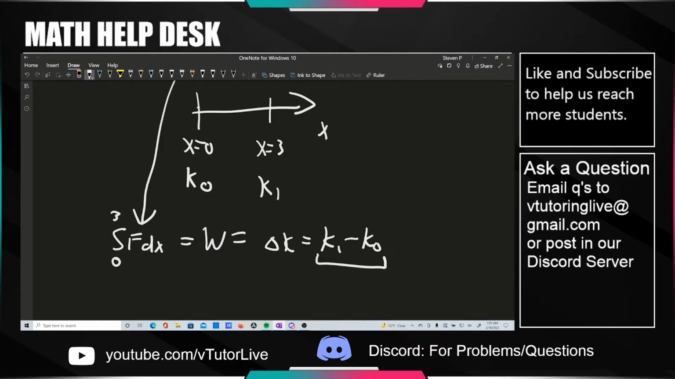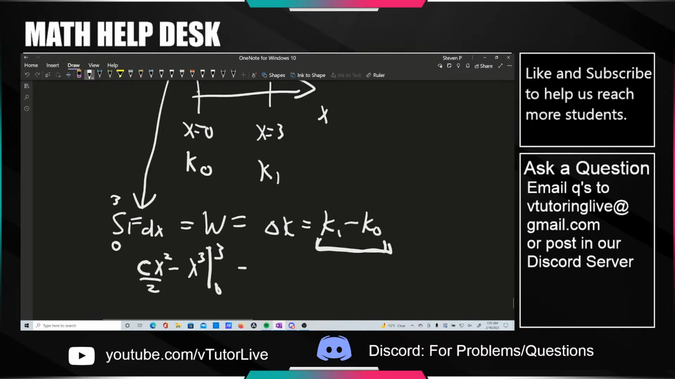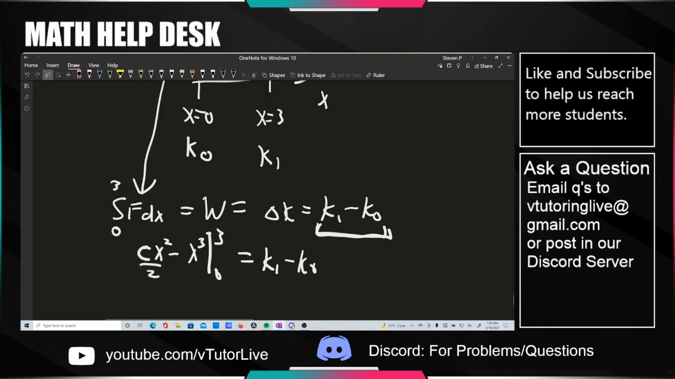You should get something that looks like a cubic equation. Oh no, it's pretty simple. I feel like I should just let you do the rest yourself. It turns into cx squared over 2 minus x cubed, and you evaluate that from 0 to 3. And that has to be equal to whatever k1 minus k naught is. At this point, you can just plug in 3 and 0 for x and solve for c. Hopefully it's a relatively simple definite integral.